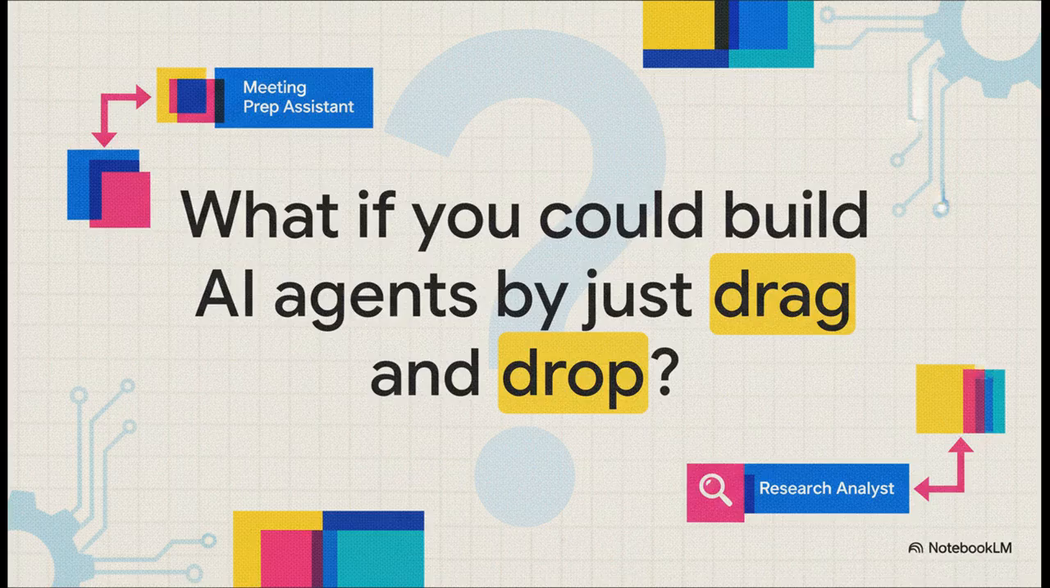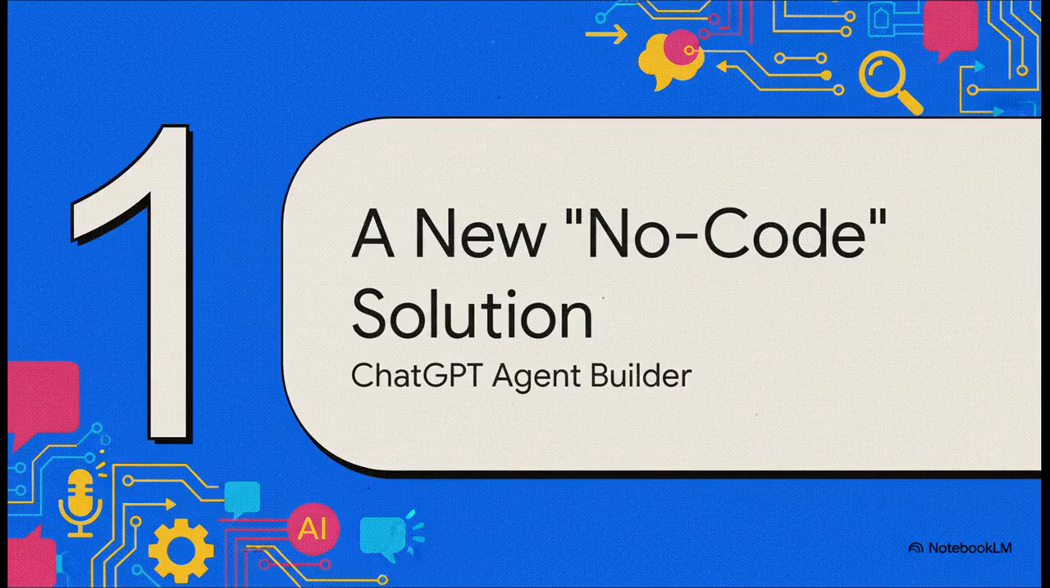It's actually here. Okay, so let's pull back the curtain on the tool that's making this all happen, the brand new ChatGPT Agent Builder. It's this visual workflow builder that OpenAI has put right inside of ChatGPT, and it's built from the ground up to turn anyone into an automation hero.